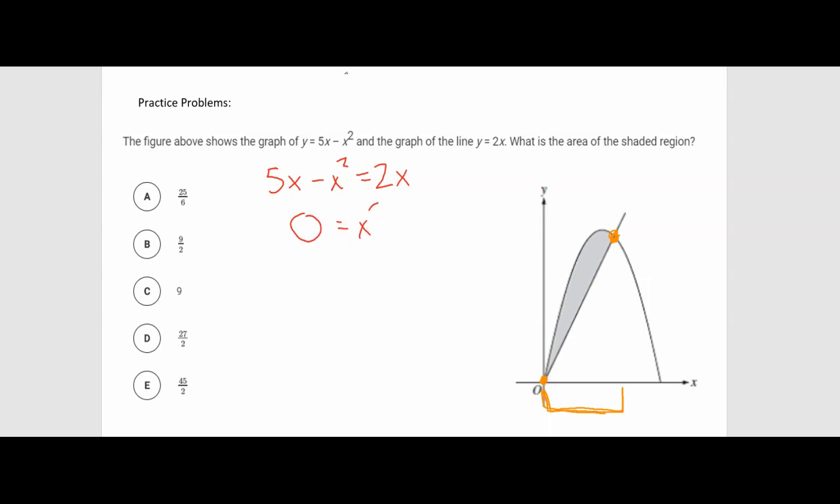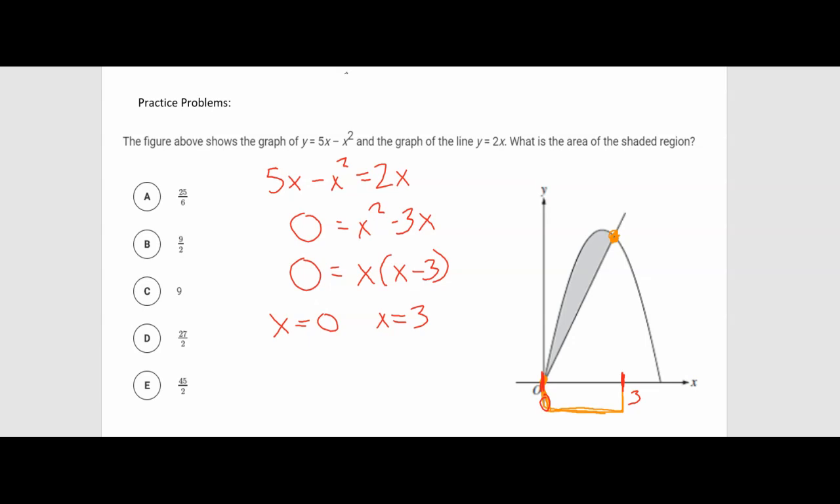I'm going to get x squared minus 3x. If I factor out an x, I get x times the quantity x minus 3. I know that x is equal to 0 and x is equal to 3. Those are the two x values where the functions intersect. So if I look here, this is going to be 3, and this ends up being the origin, so 0. So my interval is going to be from 0 to 3.